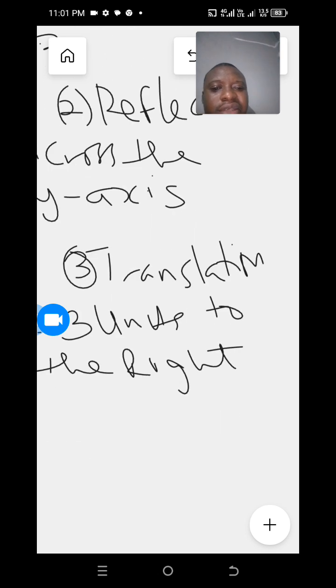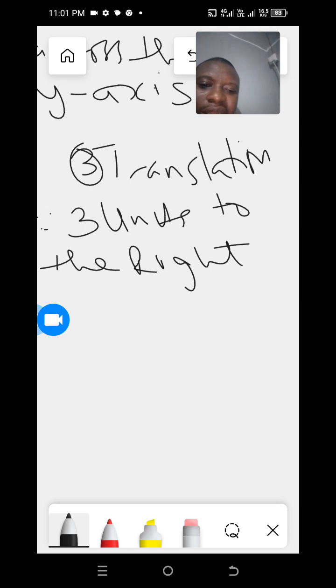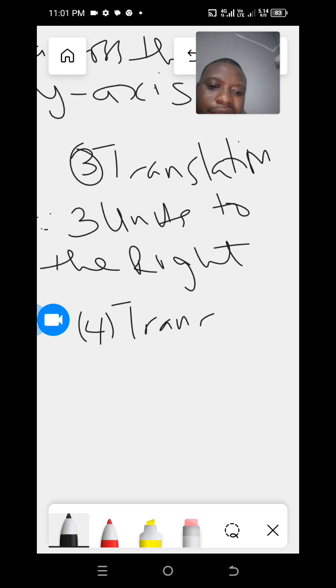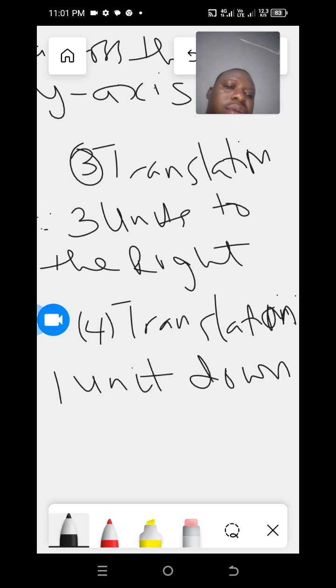The last transformation here is translation again. We have 1 unit down. So these are the 4 transformations that produce g of x.